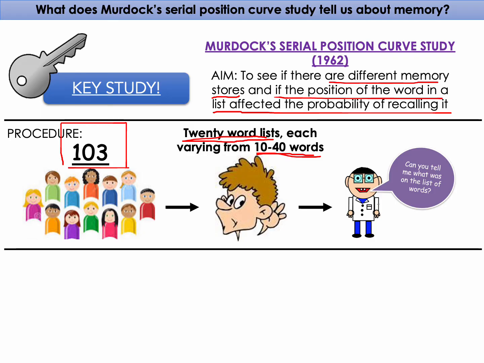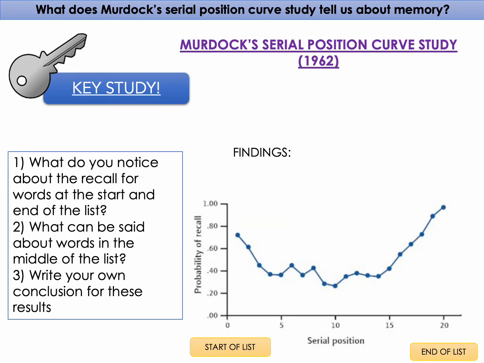Moving on to Murdock's findings now. This is an opportunity for you to pause the video and think about the 3 questions which I've put on the left-hand side, using the graph and the findings just below. If you have a look, you've got the probability of recall, and the serial position, so the position the word was on the list: the start of the list on the left-hand side of the graph, and the end of the list on the right-hand side. So I'm going to give you the opportunity now to pause the video and answer the questions on the left, and in 5 seconds I will go through the answers and the results of Murdock's study.